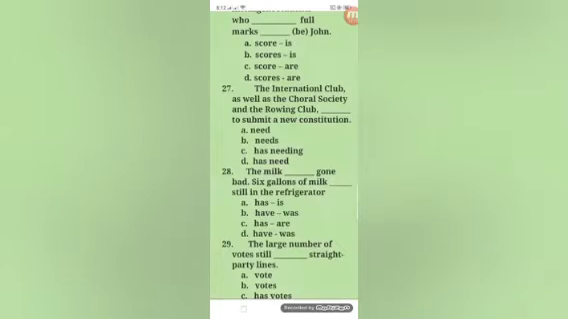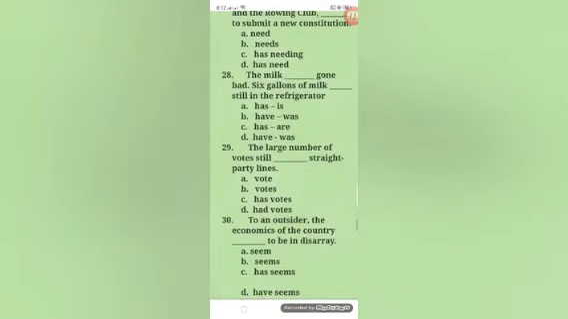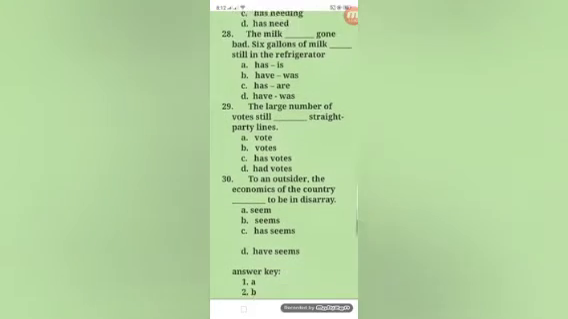Next, 27, the International Club as well as Choral Society and the Rowing Club. As I've told you, intervening phrases. International Club is singular, takes a singular verb. So needs to submit a new constitution. Next, number 28, the milk has gone bad. Has gone bad. 6 gallons of milk has gone bad. 6 gallons of milk are still in the refrigerator. So the answer here is letter C.